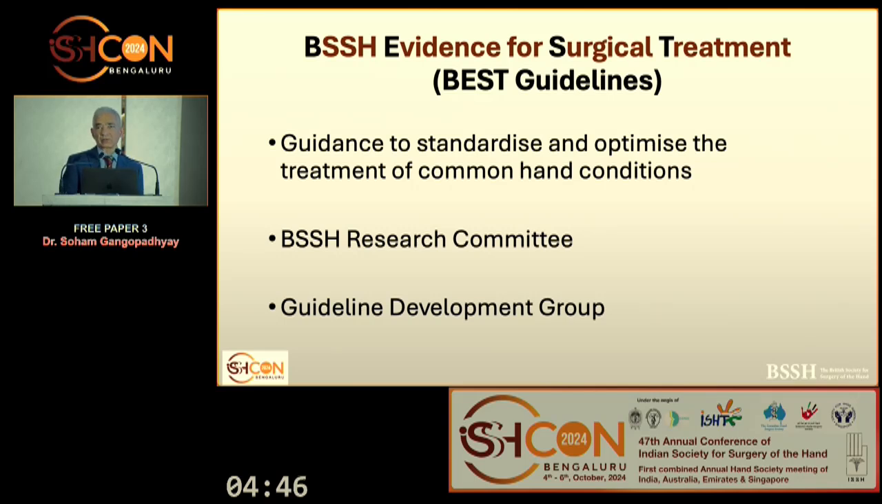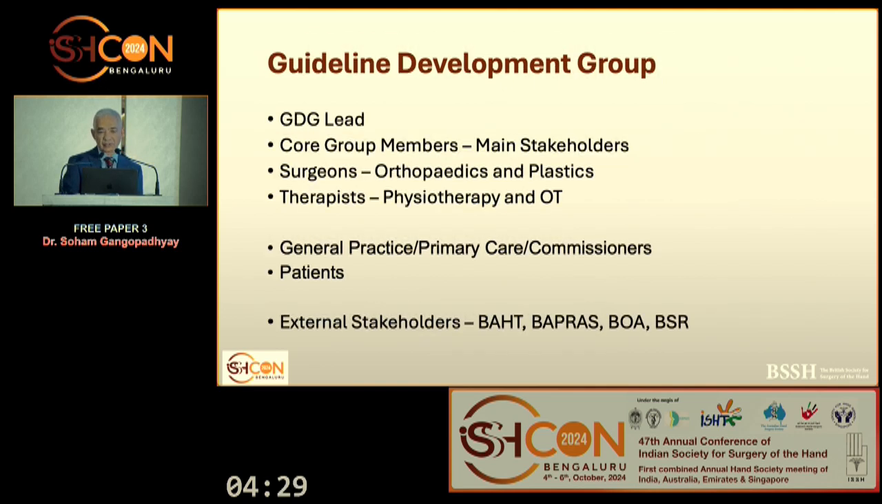So a little bit about the process of producing the guidelines. The British Hand Society produces guidelines to treat and optimize common hand conditions like this. It does so through its research committee, who in turn appoint a guideline development group to do the actual work. The group consists of a lead and various core stakeholders, usually surgeons and therapists, but we also consult general practitioners, commissioners who pay for the service, and not least of all, patients. So everyone involved in the management gets a say.